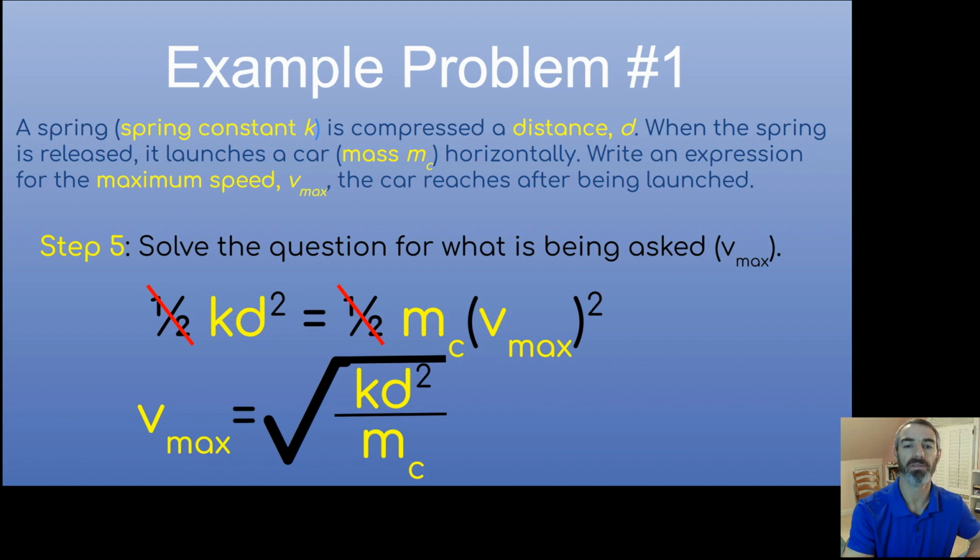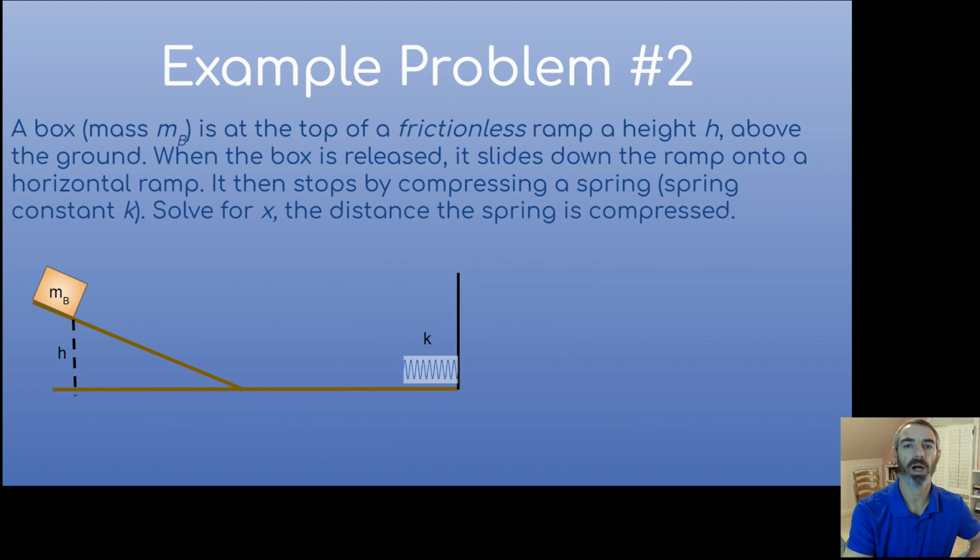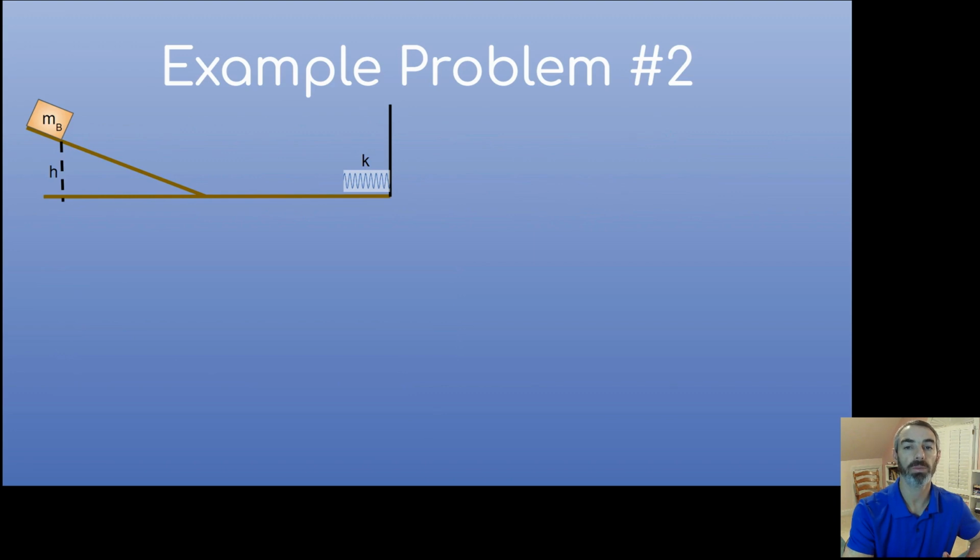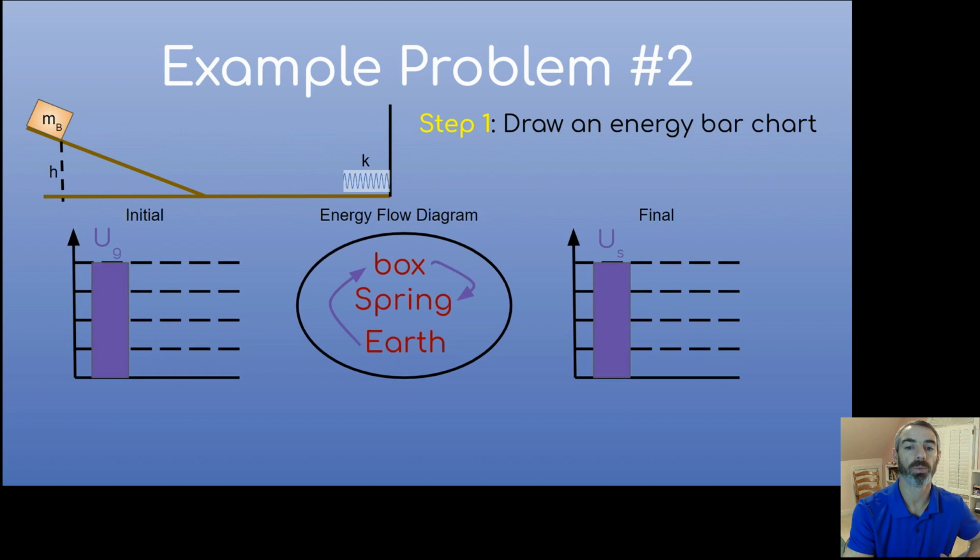In example 2, we have a box that's sliding down a ramp and compressing a spring, and we want to write an expression for how far that spring is compressed based on the box starting from a height h above the ground. So we know step 1 is to draw an energy bar chart. In the energy bar chart, we have gravitational to begin with, spring energy in the final, the earth transferred energy to the box giving it kinetic, and then the box transferred energy to the spring coming to a stop, compressing that spring.